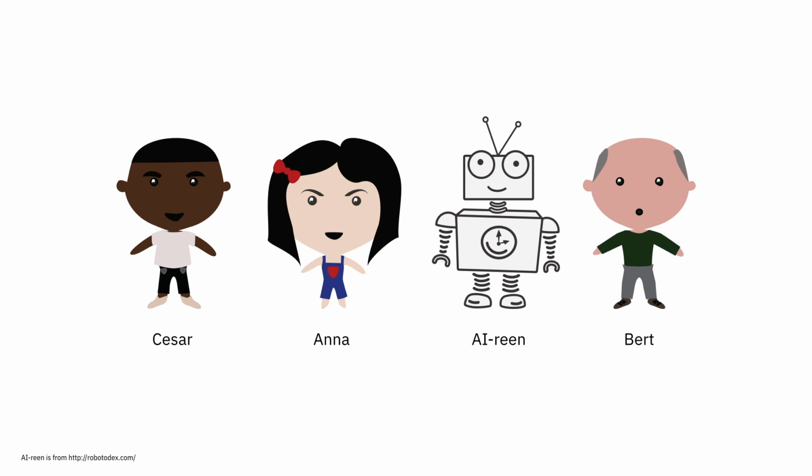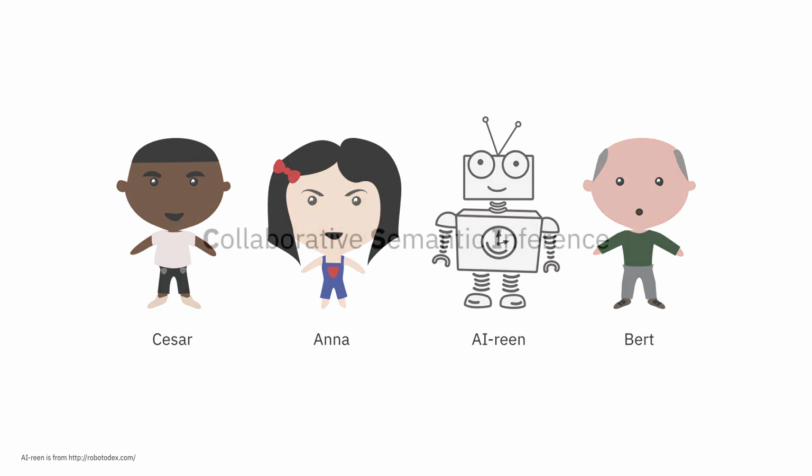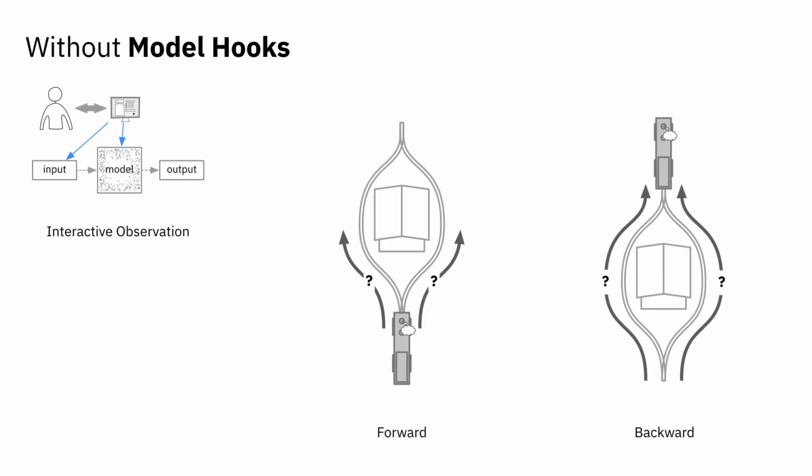But how do we create such collaborative models? We developed an approach called Collaborative Semantic Inference, or CSI for short. CSI models introduce semantic hooks inside of models with which users can interact.